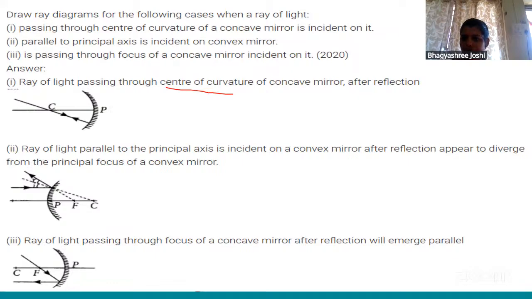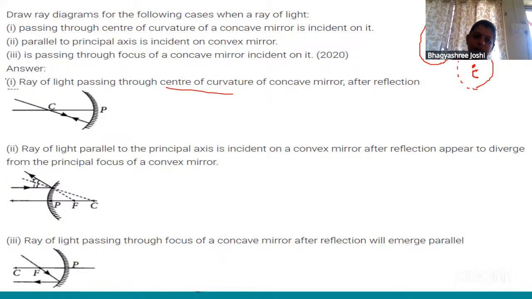So what is the center of curvature? See, if you take one sphere, it has one center, right? So this center, we call it the center of curvature. Only this part is there, so how does the center of curvature come? If you take only this part, then this is also a part of the sphere, right? So when you complete this, you will get the sphere. Then the center of the sphere we call the center of curvature, C.